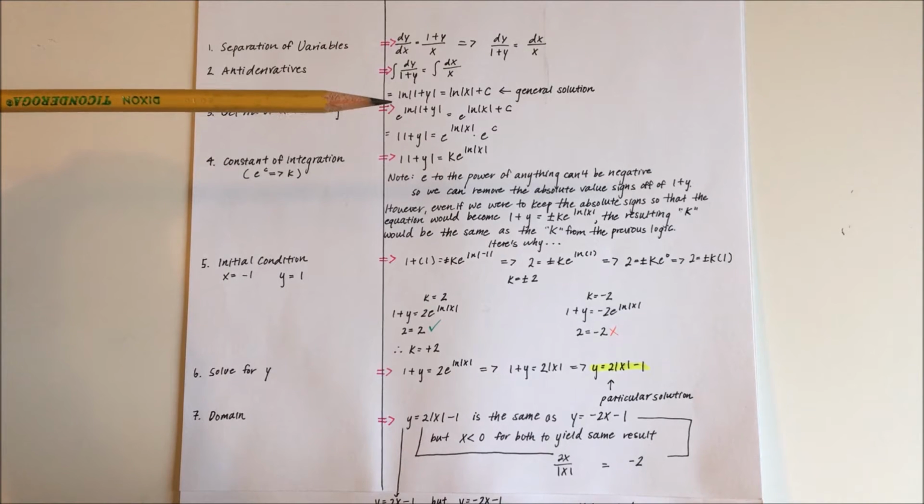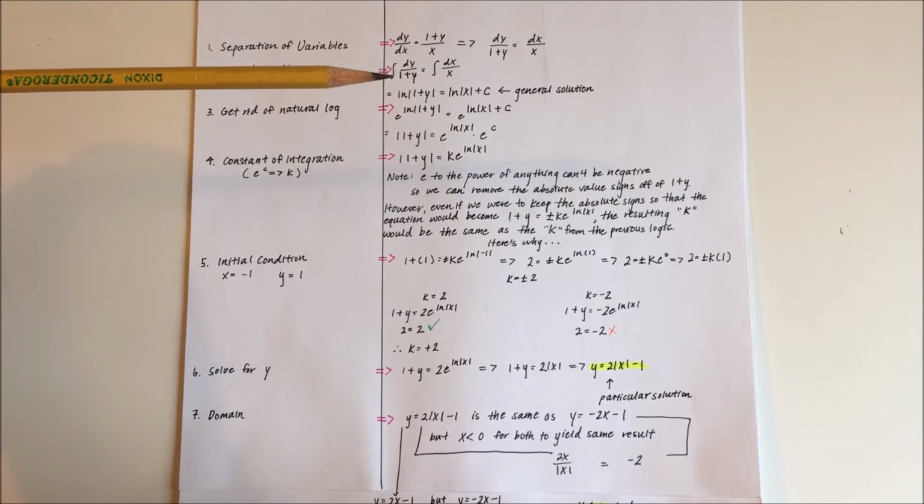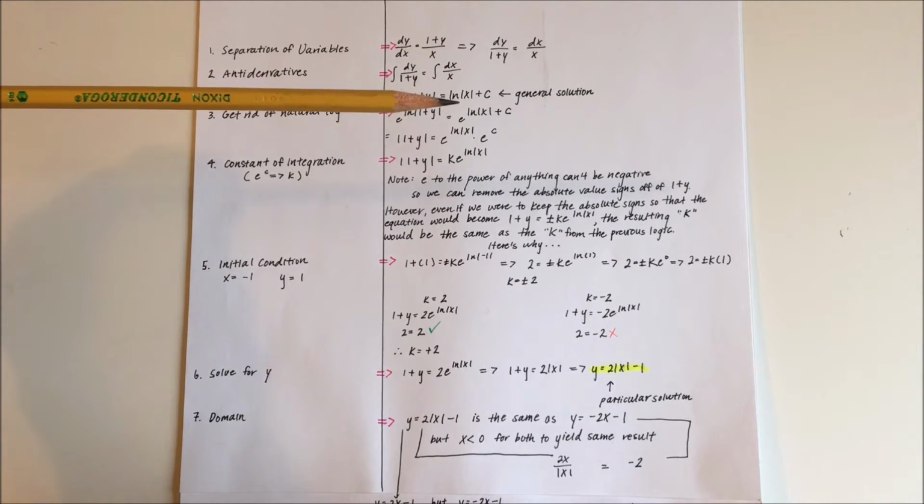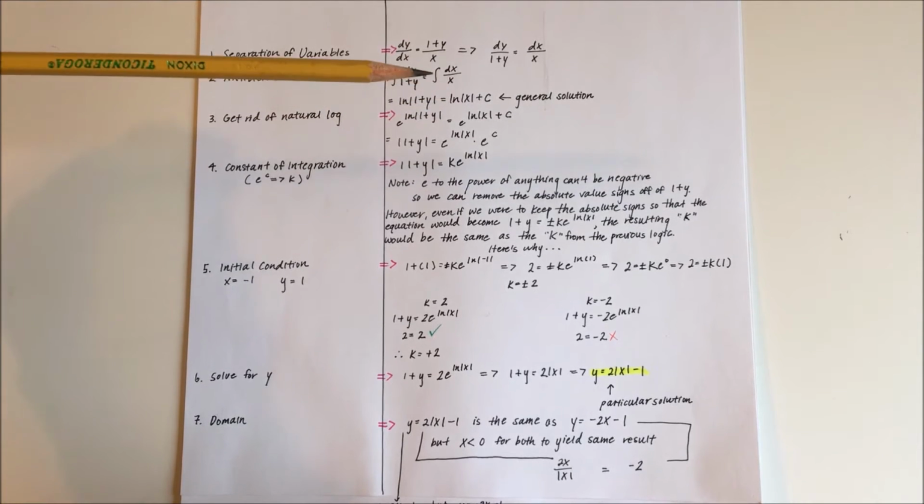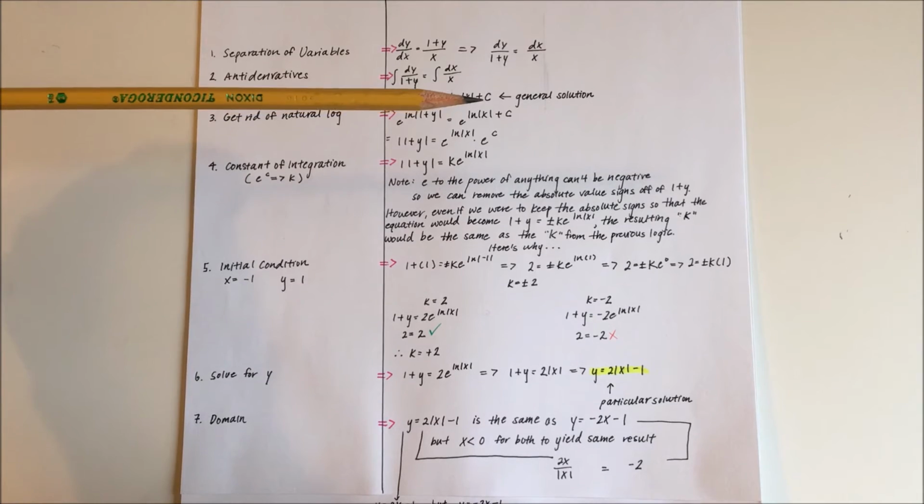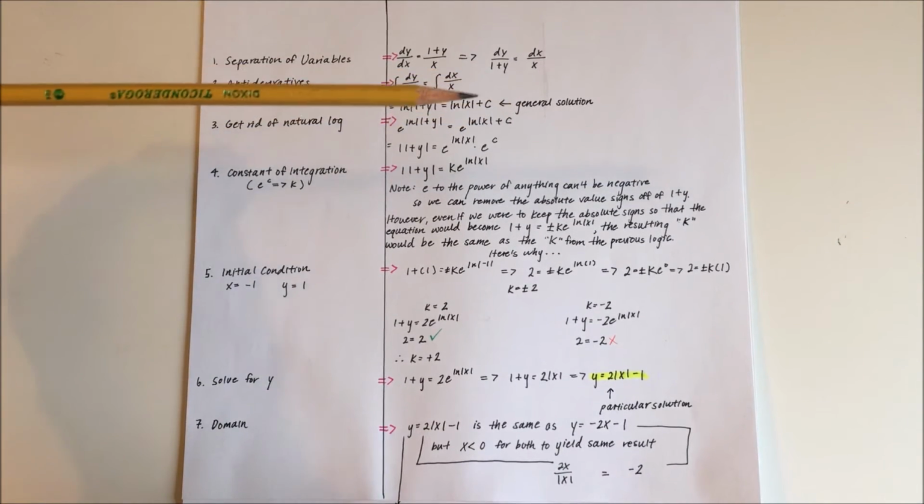Now we will integrate the resulting differential equation after the separation of variables. The resulting equation is ln of the absolute value of 1 plus y, which is the antiderivative of dy over 1 plus y, is equal to ln of the absolute value of x, which is the antiderivative of dx over x, plus c. Do not forget the plus c, because that is what makes it a general solution.